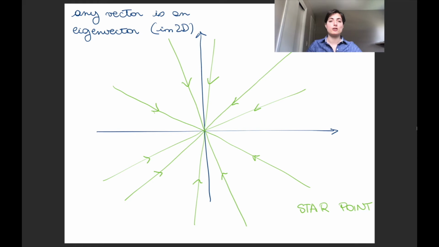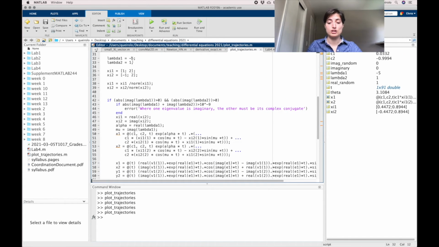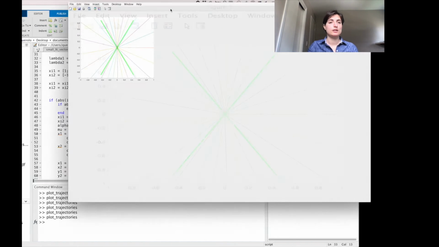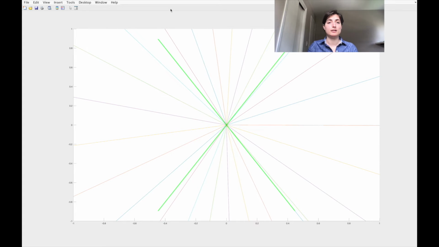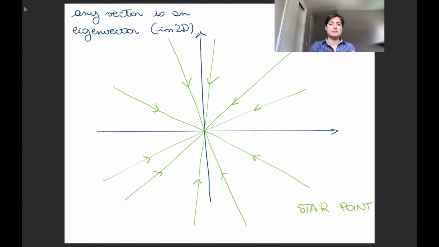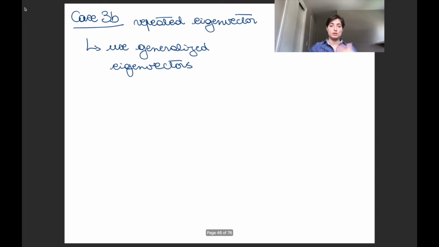We can obviously go back to MATLAB and check it out. I would choose, for example, lambda being -5 for both of them, with two different eigenvectors, and I would retrieve exactly straight lines, depending on the sign of the eigenvalue, either going straight towards the center or straight away from the center. In a certain sense, this is the easiest situation for plotting. They're only straight lines.